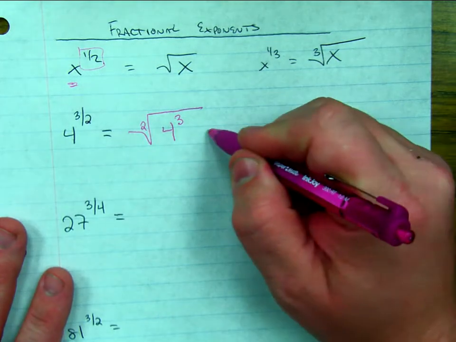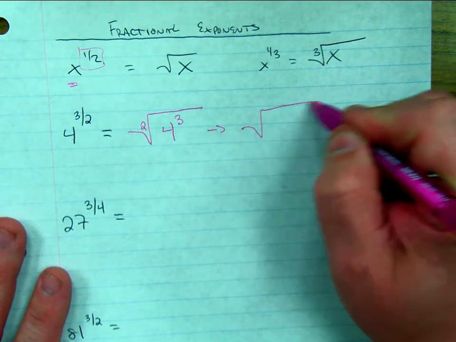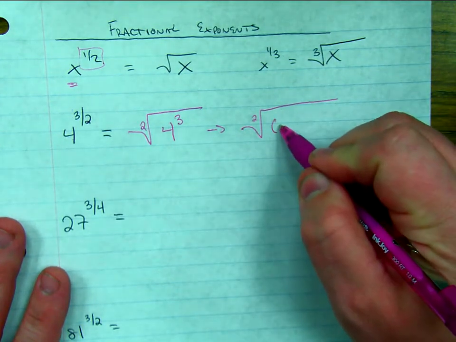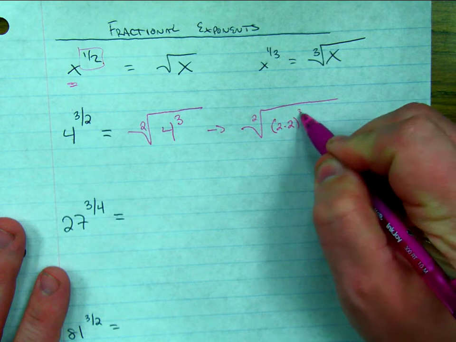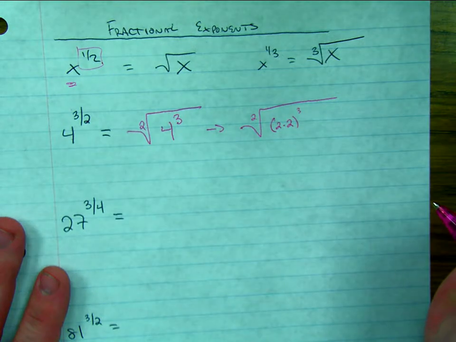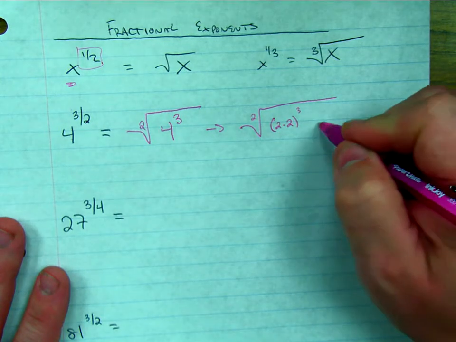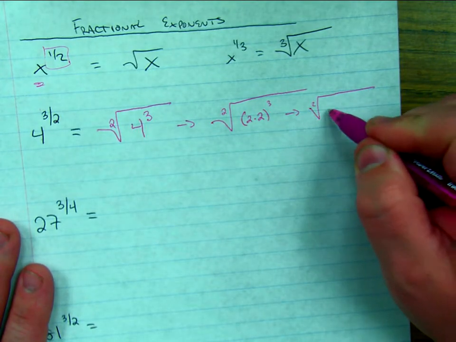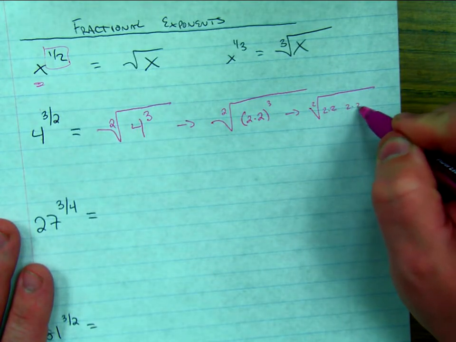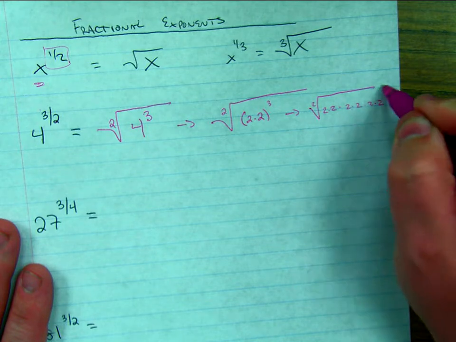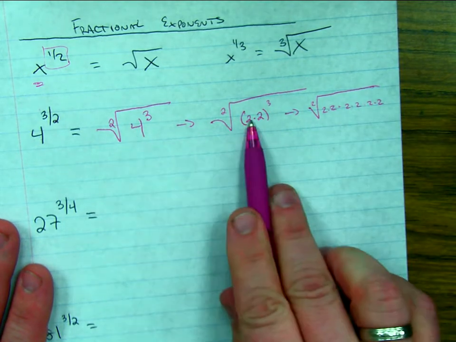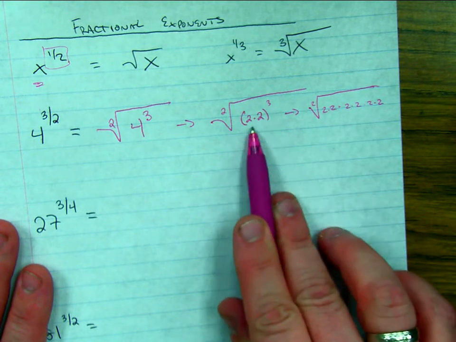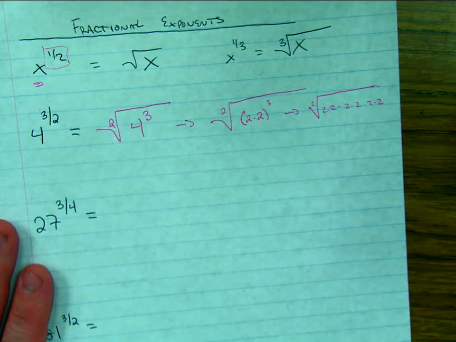Okay. This one gets a little tricky, because the square root of 4 is the same as 2 times 2, right? With me so far? So this is the same as the square root of 2 times 2, 2 times 2, 2 times 2. Does everybody get that step I just did? 4 is 2 times 2. So I did 2 times 2, 1, 2, 3 times. Right?